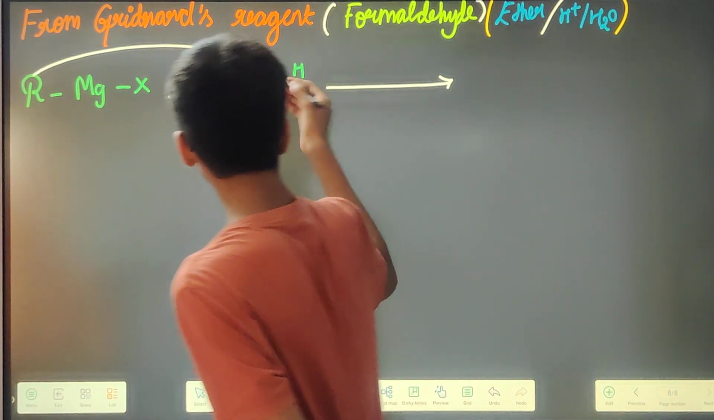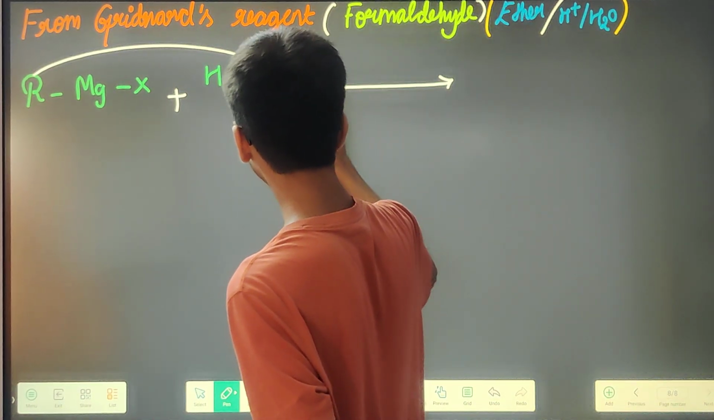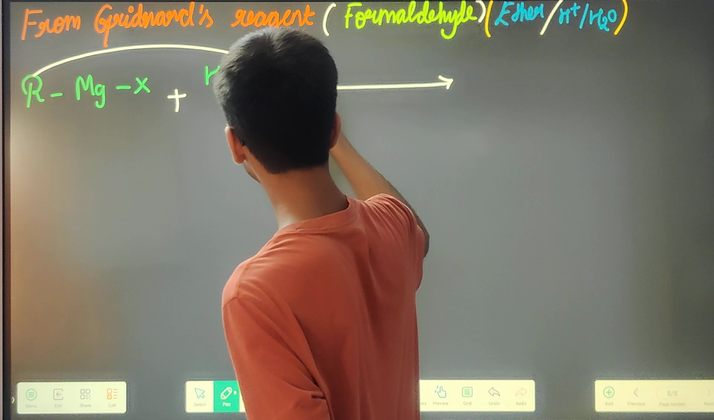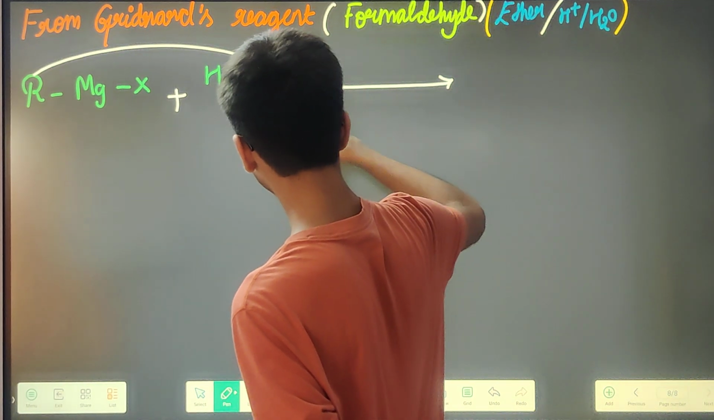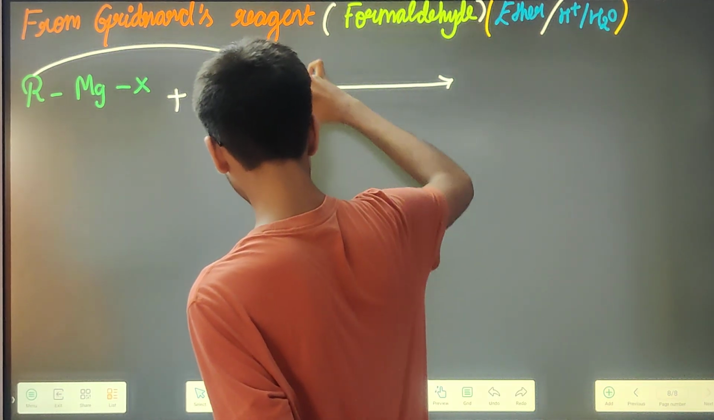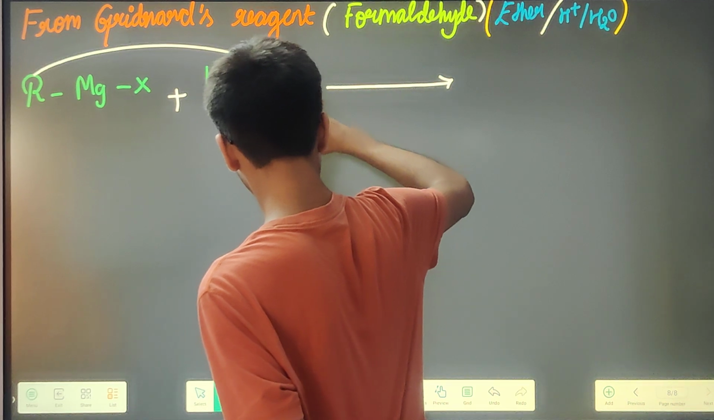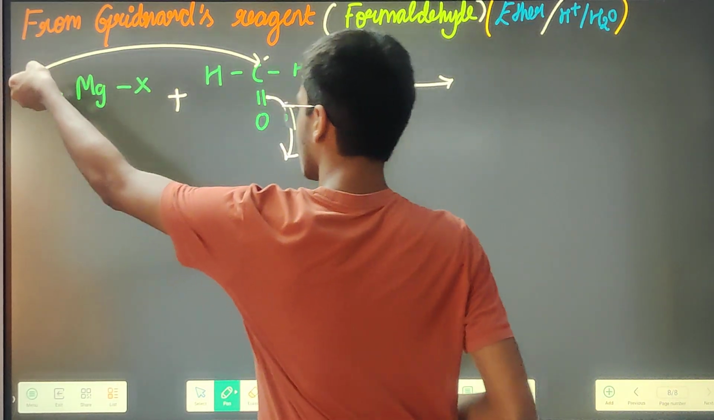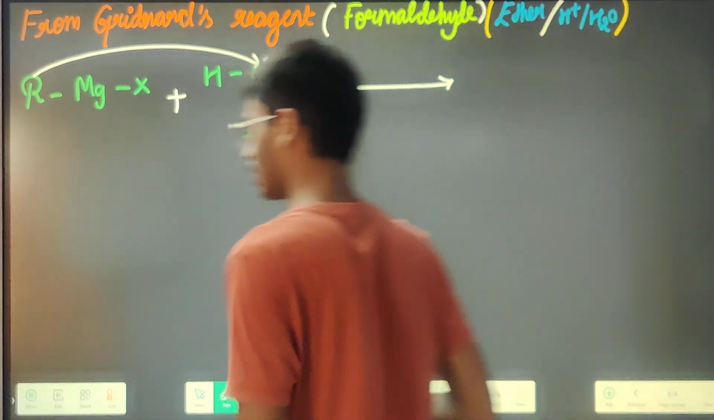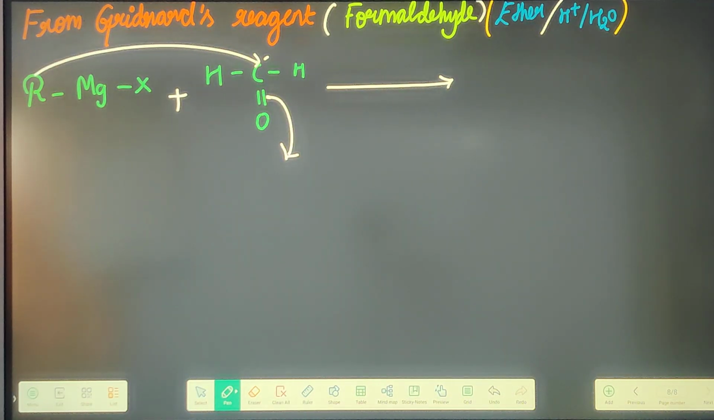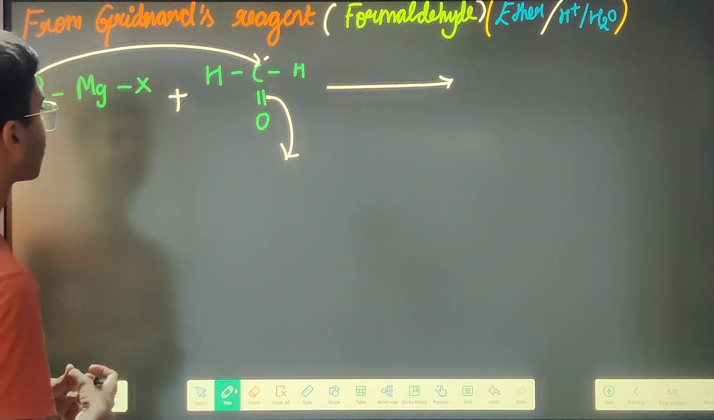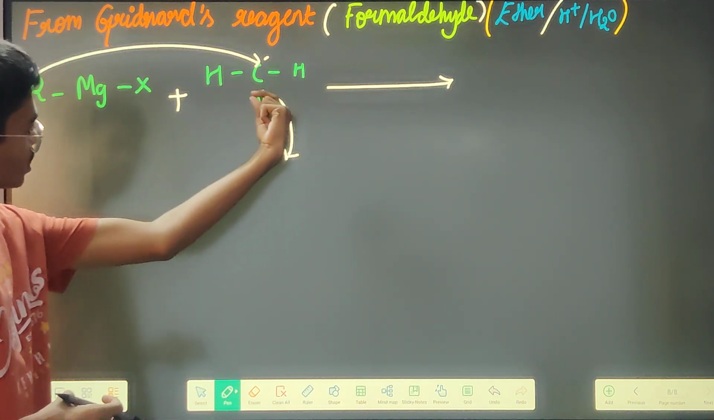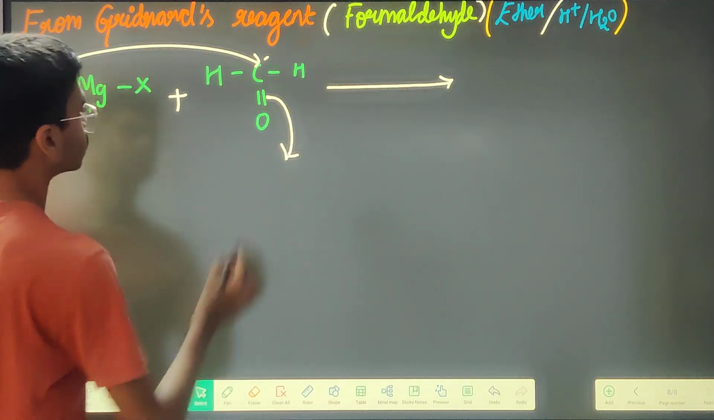Now what will happen? Here the oxygen has gained a negative charge. Automatically there will be a repulsion, and one bond will be broken. This R will go and attack this carbon, so the bond from the oxygen will be broken.